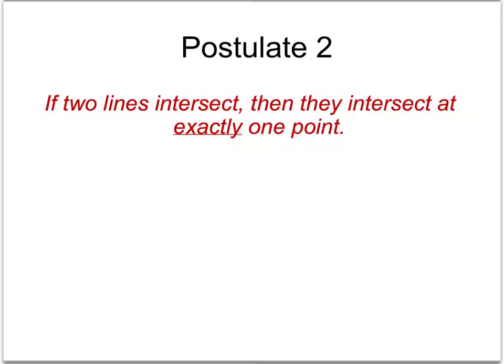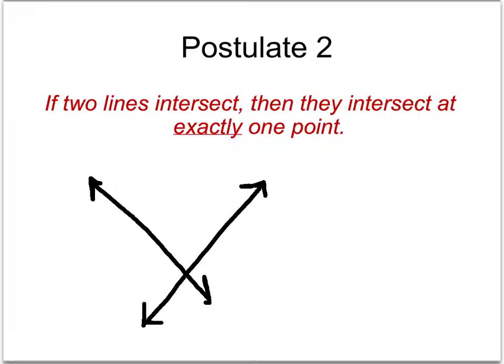Postulate number 2 states, if 2 lines intersect, then they will intersect at exactly one point. There's a couple things that we want to take a look at. First of all, we're talking about 2 lines that intersect. Intersect means that they must touch. So let's take a look at 2 lines that touch. If I have a line here, and I have another line here, we know that these 2 lines intersect because they touch. Then the postulate is telling you that they will intersect at exactly one point. There's that word exactly again. It means one and only one.